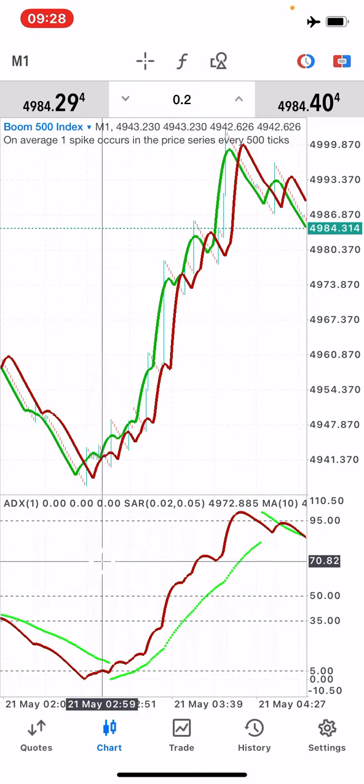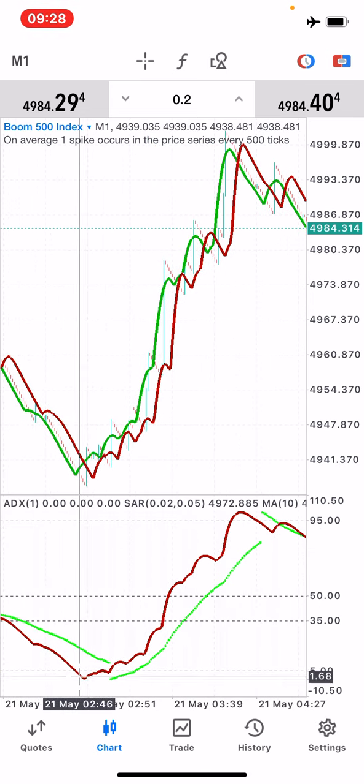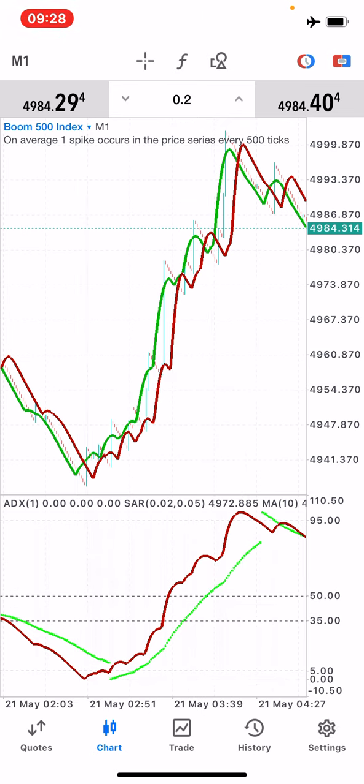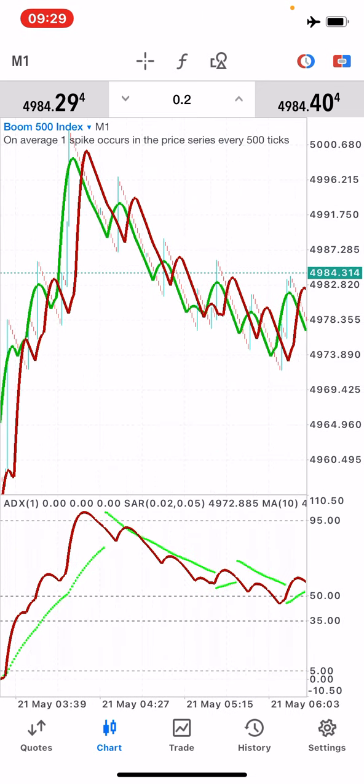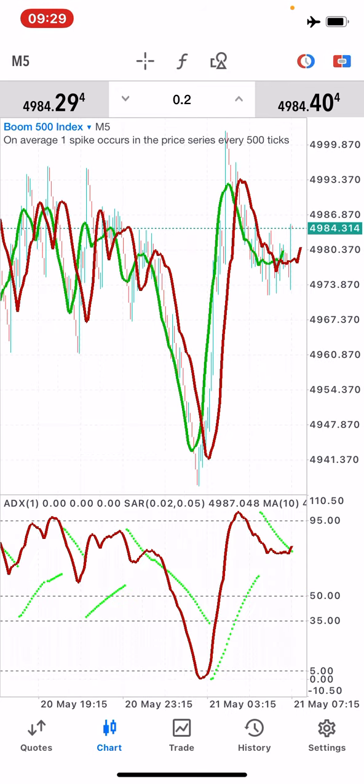But let's look at where you actually caught the spikes. Right here, you will actually catch them and go all the way up with them. So this works for boom and crash, including boom 300 and crash 300. Okay, now let's look at the spike.